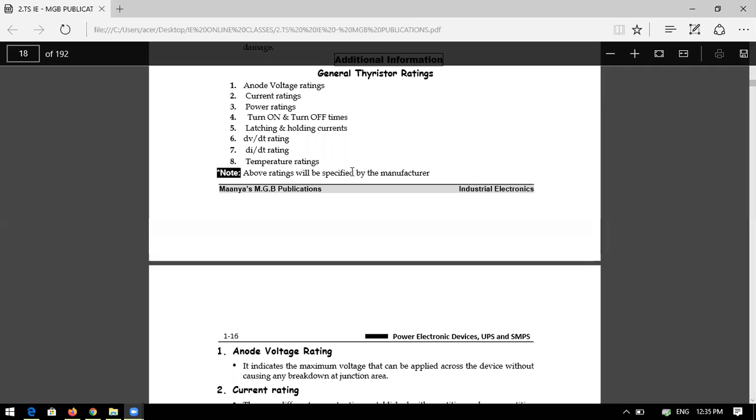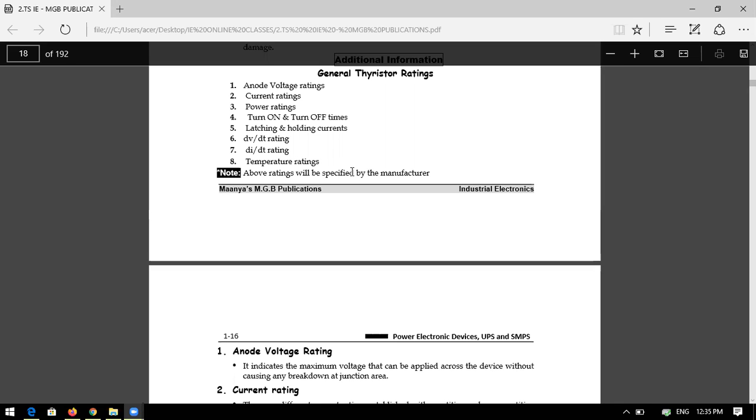So we have completed the VI characteristics of SCR, that is a thyristor. Now what you have to learn is general thyristor ratings, that is important ratings of thyristor family devices. In the thyristor family devices, for any device, not only thyristor, even any electronic component or gadget you have purchased in the market, it should have some ratings or specifications.